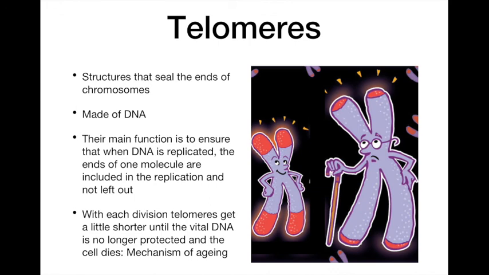You see, with each division, in some cells, the telomeres get a little shorter until the vital DNA is no longer protected. This could be one of the mechanisms of aging by which we grow old and die. This of course suggests that by somehow preventing the loss of telomeres, we might be able to slow down or even prevent the process of aging.